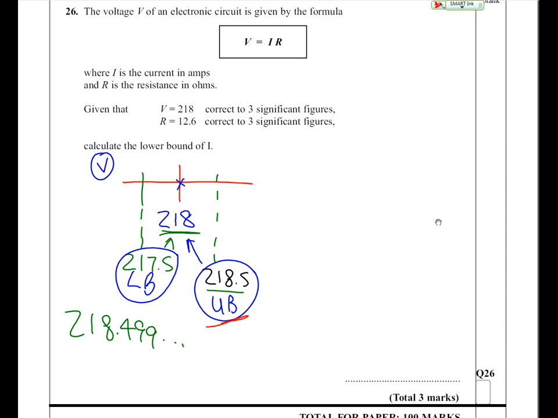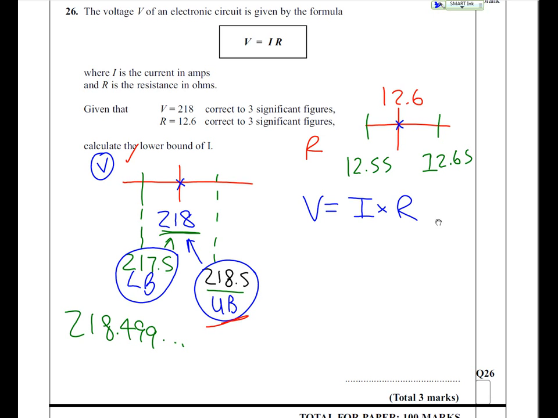So that's for V, sorry. For R, to get to 12.6, the lowest value it could have been was 12.55. The biggest value, 12.65. Anywhere in between, and you'd be rounding to 12.6. So let's think about the formula. I times R. Well, we're talking about a lower bound for I. So let's get a formula for I by dividing by R. V divided by R.